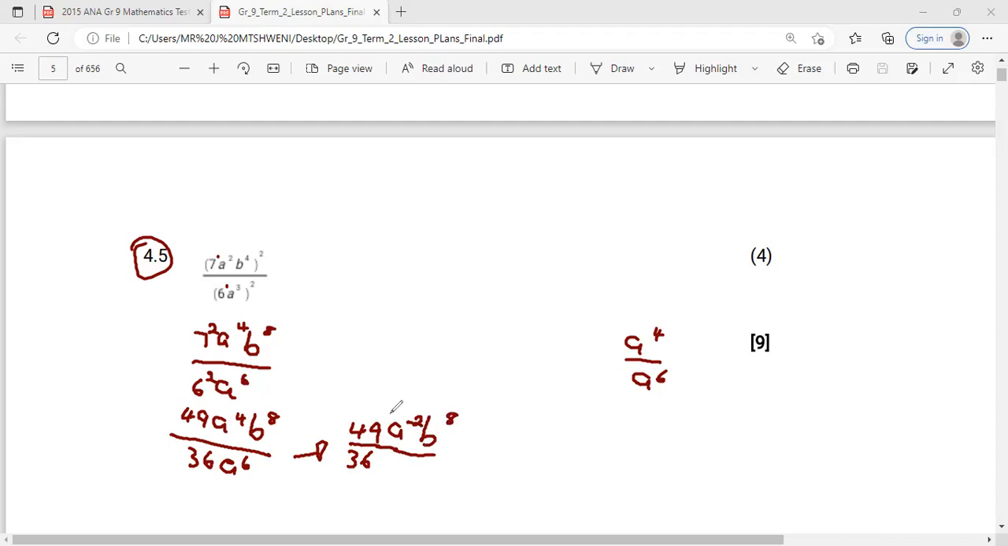If we want to stop here, fine, but if we want to write it in a positive exponent, we can take this A to exponent negative 2, bring it down to the denominator, then it becomes positive, like this. We'll have 49 over 36, then we bring A to exponent negative 2, it will now be positive. Then we write B to exponent 8. So this is the final answer.